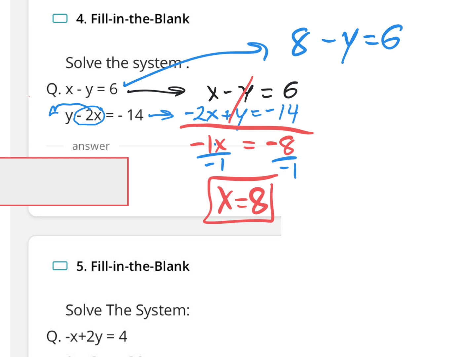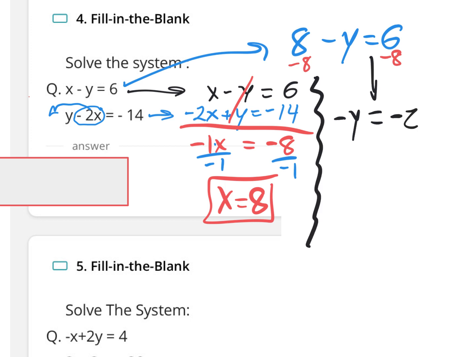So now let's solve by getting rid of that 8. I'm going to subtract 8 here, subtract 8 over there. My new equation, equal sign comes down. I will still have a negative y equals negative 2. And once again, if you want to change that negative to a positive, you multiply both sides by negative 1 or divide both sides by negative 1. Either way, you're going to end up with a positive y equaling a positive 2. So there's your answer. x is 8, and y is 2.